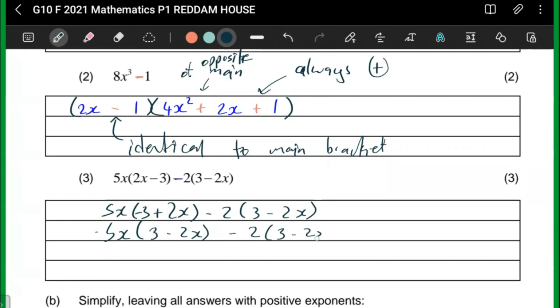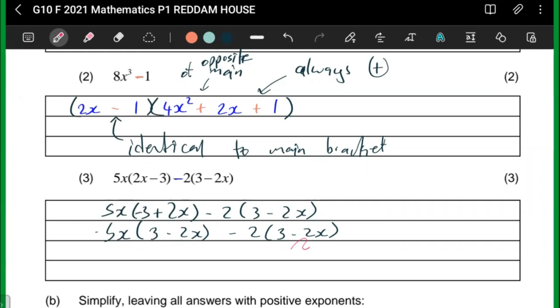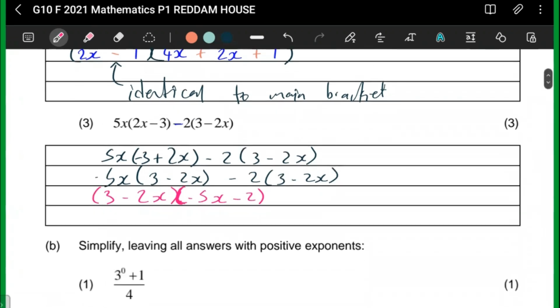With this being done, this bracket and this bracket look identical. So you can take out 3 minus 2x. What's going to be left here is negative 5x minus 2. There we go, this is what you have once you factorize. Knowing these kinds of things helps you factorize other kinds of expressions. Even in paper 2 work, being able to factorize is a valuable tool. This would earn you 3 marks in a paper like this.